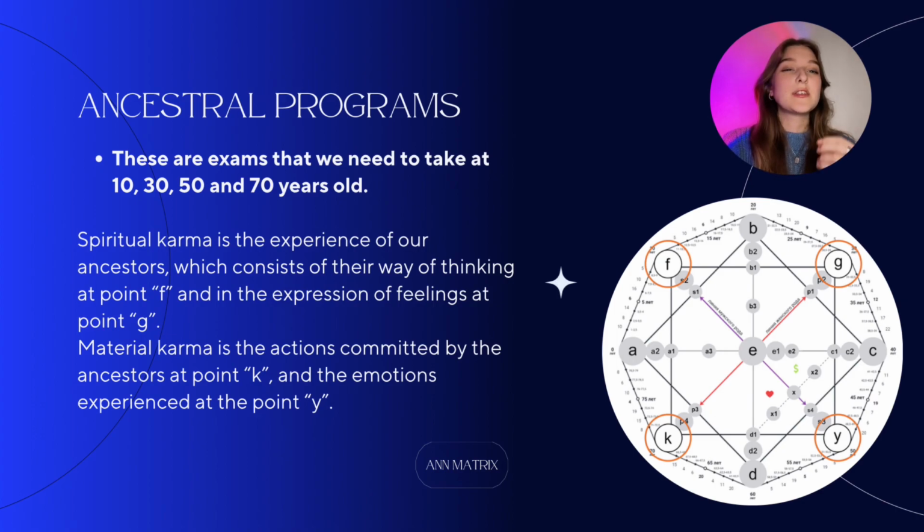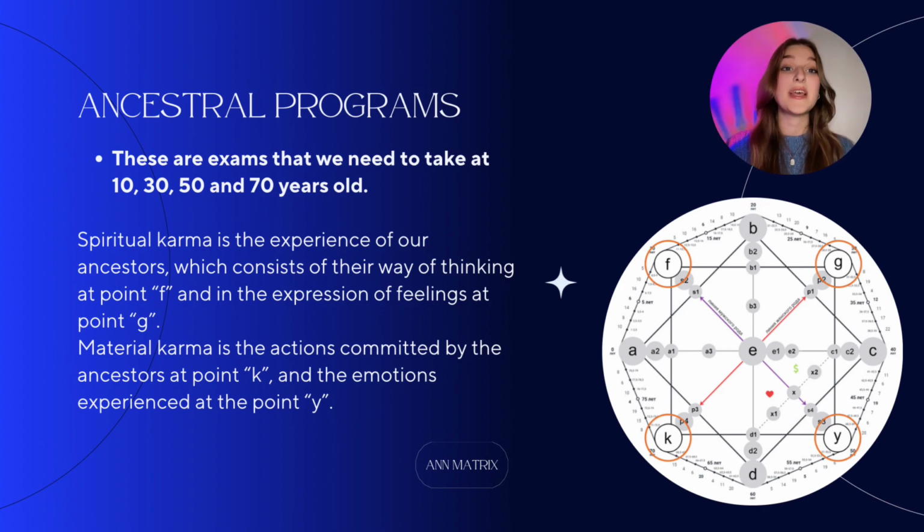Spiritual karma is the experience of our ancestors, which consists of their way of thinking at point F and the expression of feelings at point G. The energies located in these programs were lived by our ancestors for several generations, according to a negative scenario. So at the genetic level, we get a tendency to live the same scenario negatively, and these are programs. If you understand the situation and work on yourself, programs can be turned into talents.